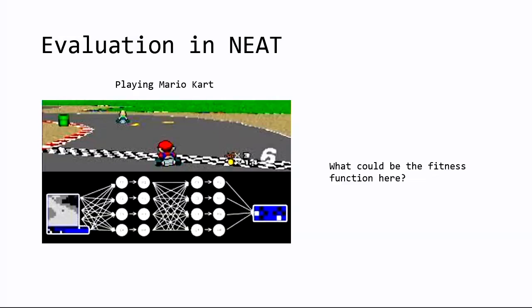Let's say we're trying to train a neural evolution algorithm to play Mario Kart. What could be the fitness function here? So we have theta, which is just the actual parameters of the neural network, and then we have the neural network, which is shown at the bottom of the screen. What could we do? Yeah?